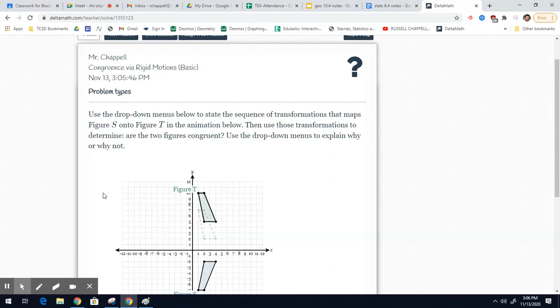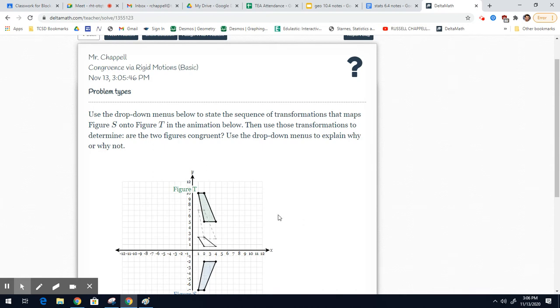Looking at some congruence via rigid motion problems. Here's some basic ones. They actually show the transformations for you, but it says use the drop-down menus below to state the sequence of transformations that maps figure S onto figure T in the animation below. Then use those transformations to determine: are the figures congruent? Use the drop-down menus to explain why or why not.